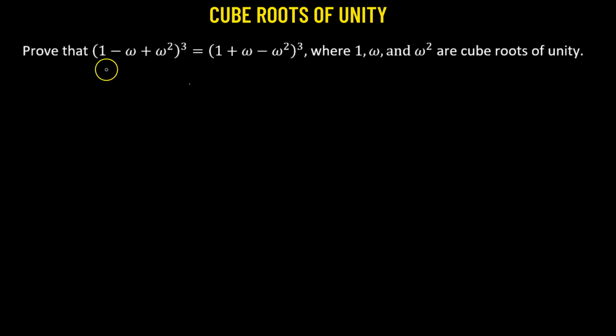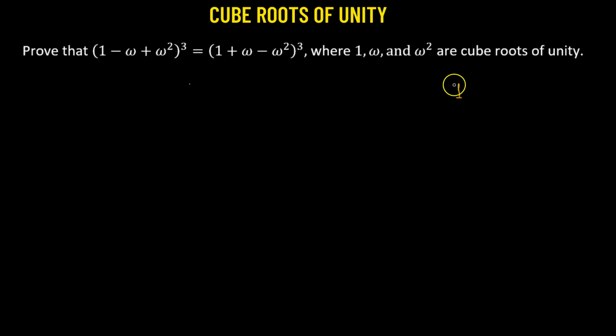In this problem, we need to prove that (1 − ω + ω²)³ is equal to (1 + ω − ω²)³, provided 1, ω and ω² are cube roots of unity. Now, before proving that, let me state two facts.